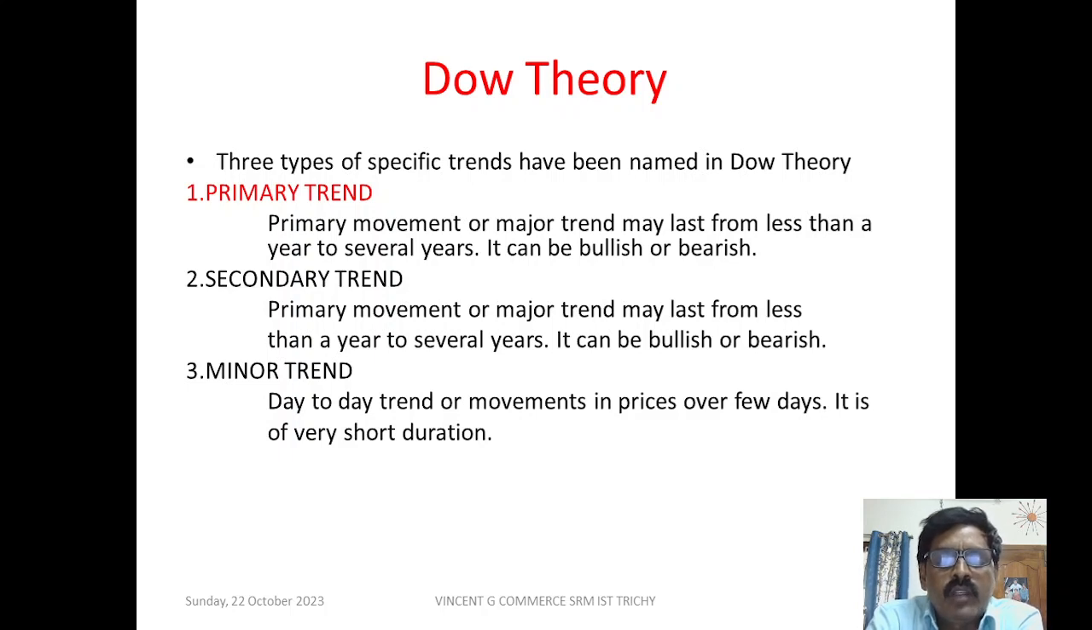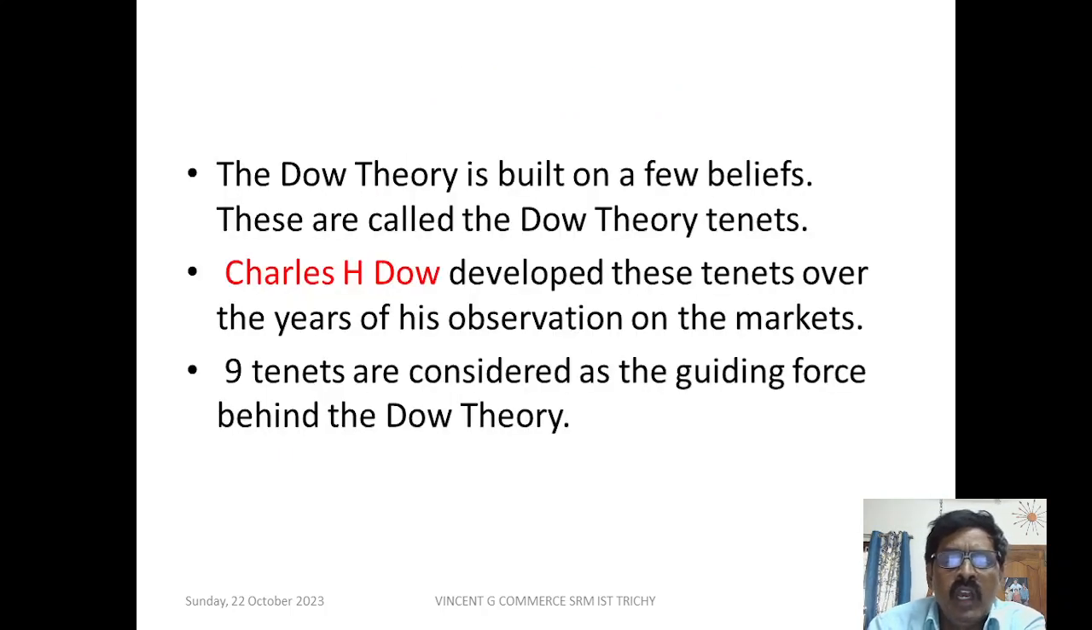Secondary trend will last for less than a year up to several years. It can be bullish or bearish. And finally, minor trend, which lasts for a short duration, maybe a few days. Okay. So these are the trends proposed by Dow theory. And Dow theory is built on a few beliefs.